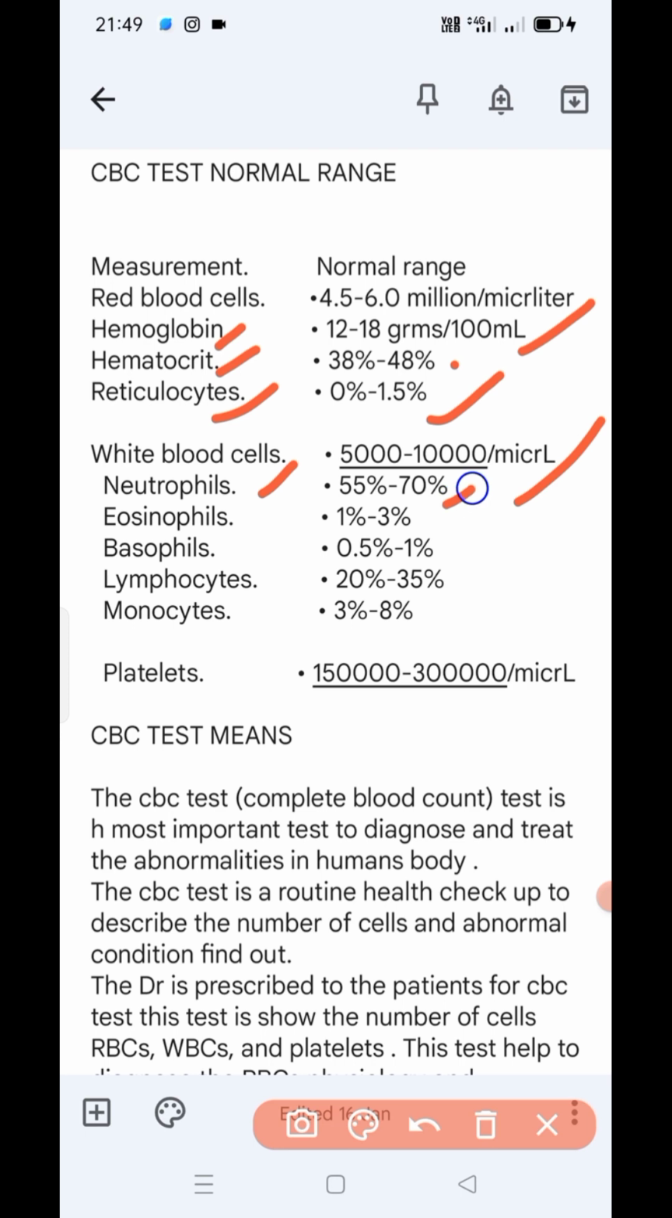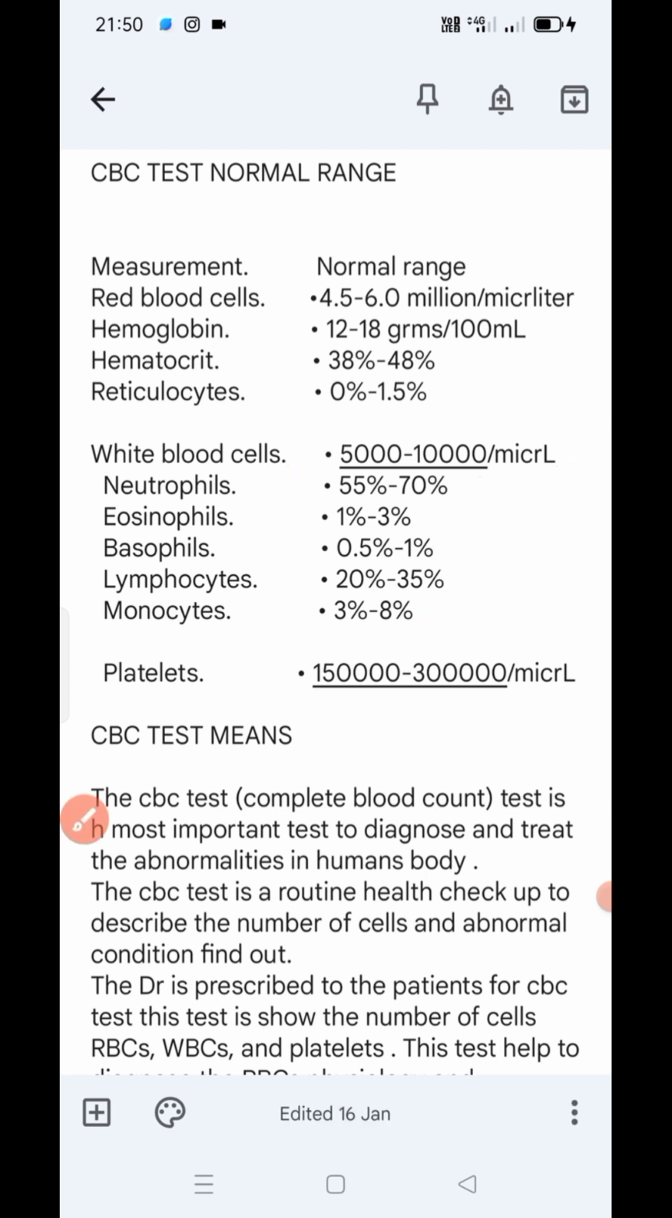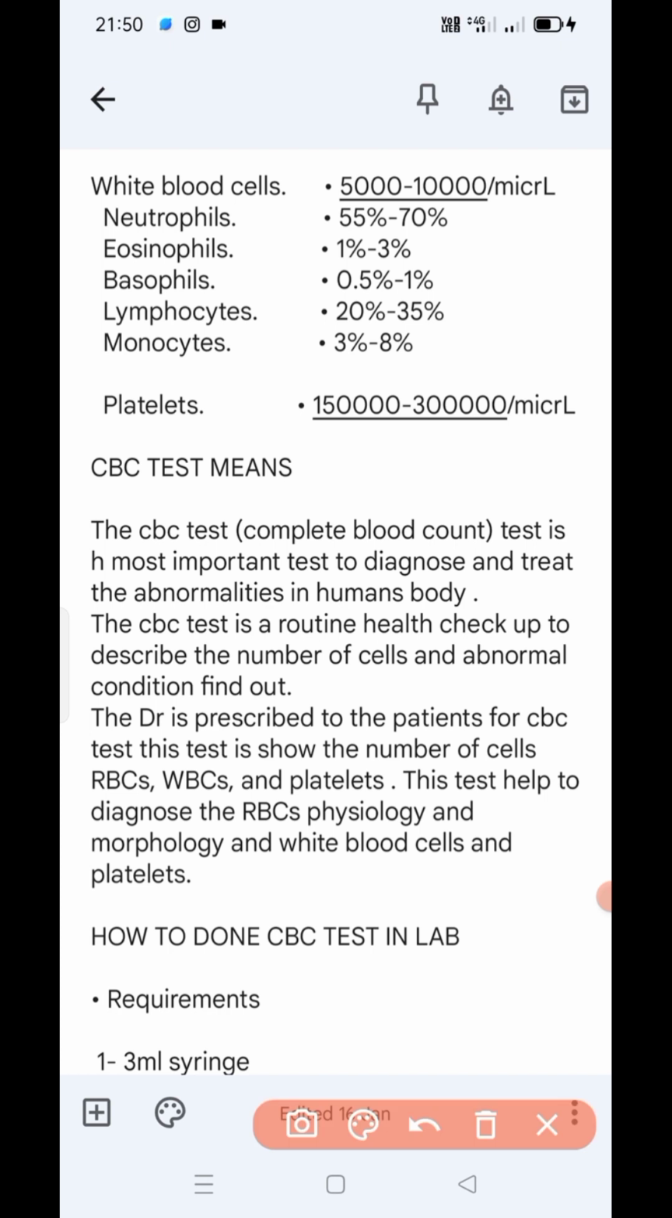Neutrophils 55% to 70%. Eosinophils 1 to 3%. Basophils 0.5 to 1%. Lymphocytes 20 to 35%. Monocytes 3 to 8%. Now platelets. Platelets 1.5 lakh to 3 lakh per microliter in the normal range.